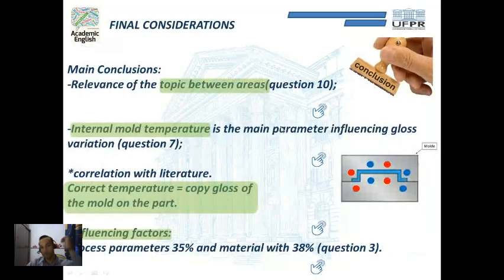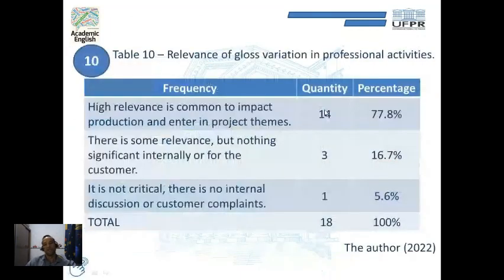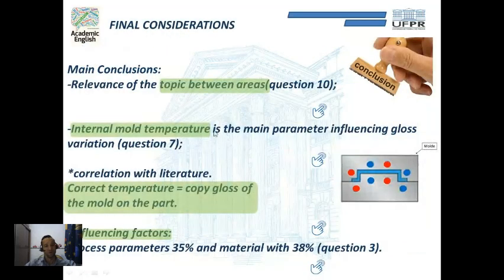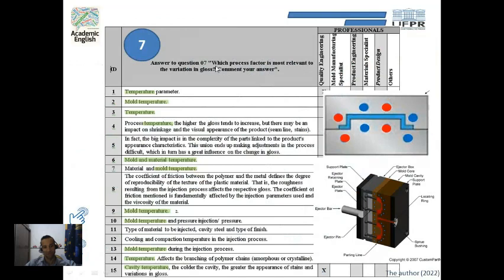Okay, final considerations, main conclusions. First, about the relevance. Again, we come back to question 10. 70.8% say it is so relevant, impacting production and entering into projects. Internal mold temperature is a main parameter influencing gloss variation. We can remember in question 7, general information about temperature, but specific information about mold temperature.